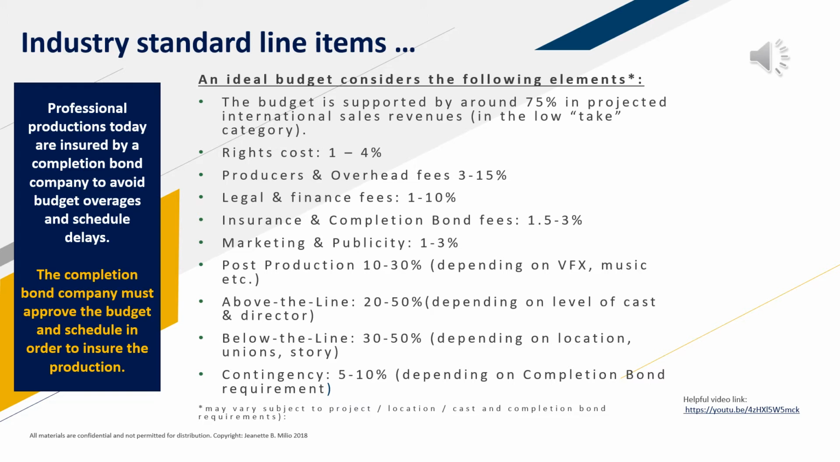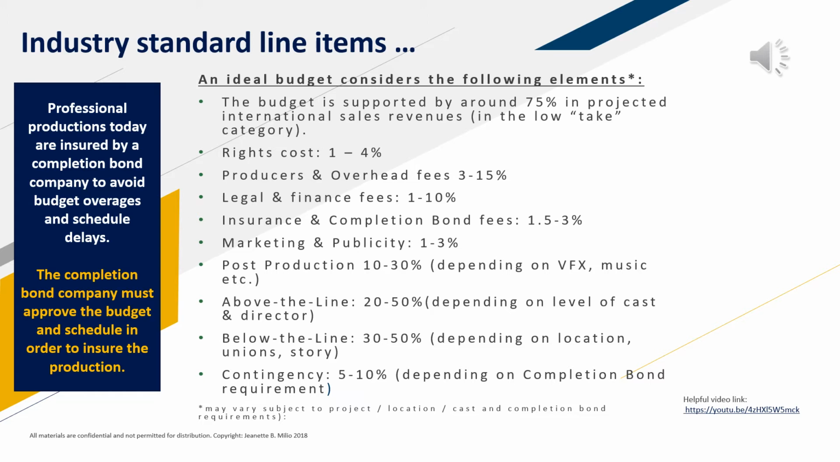Your completion bond fee, which is the insurance fee the completion bond company is going to charge you, can be anywhere from 1.5% to 3%. The marketing publicity that you are budgeting in your movie has nothing to do with the P&A. It could be anywhere from 1 to 3%. Post-production depends really on music, licensing, visual effects, and special effects, and so many things, but could be anywhere from 10 to 30%. Above the line really depends on your cast level and your director. Could be anywhere from 20 to 50%.